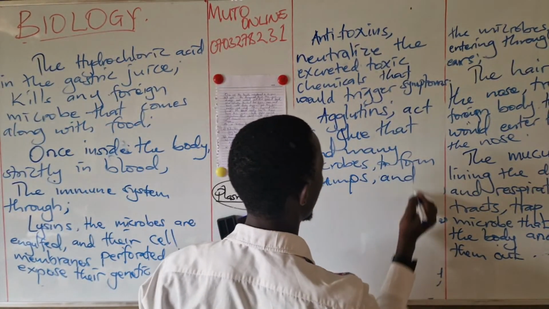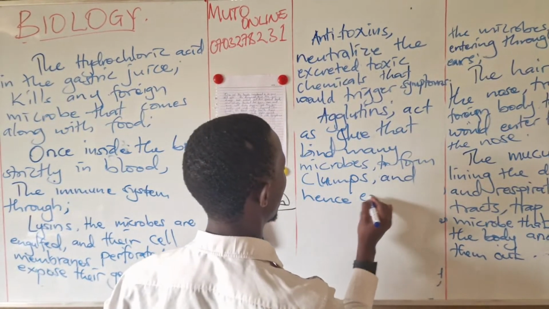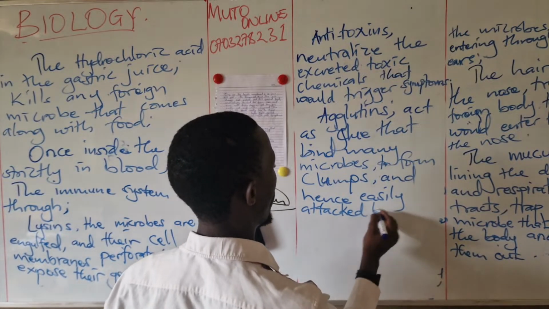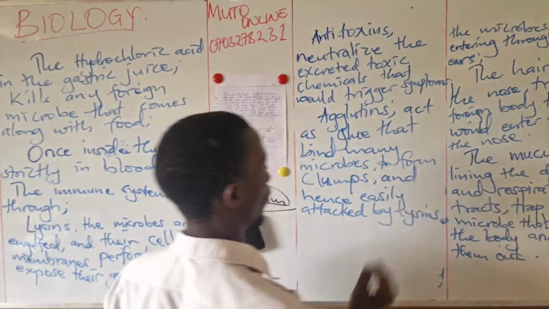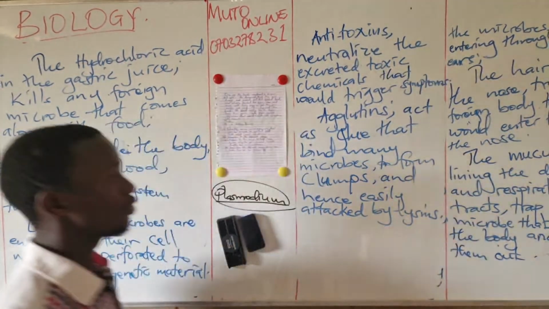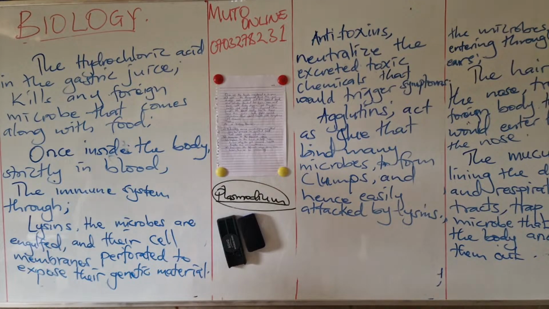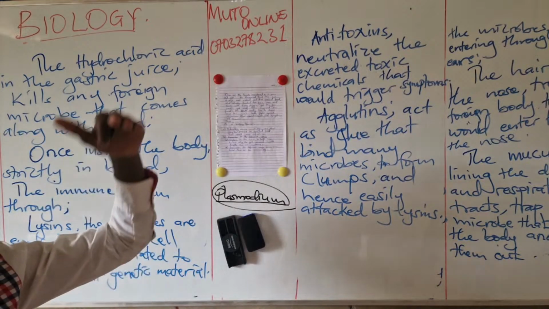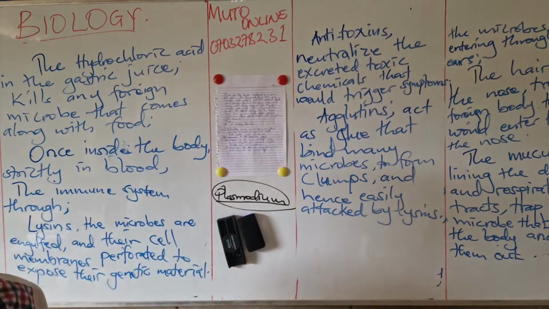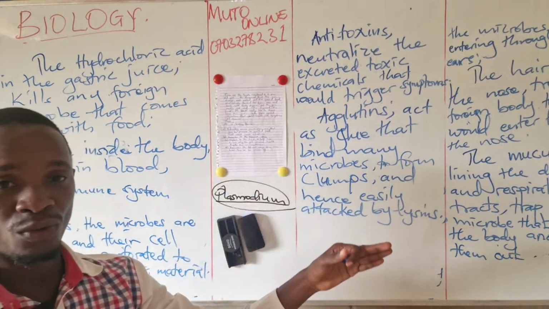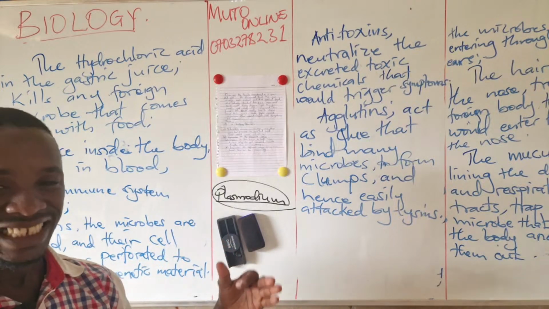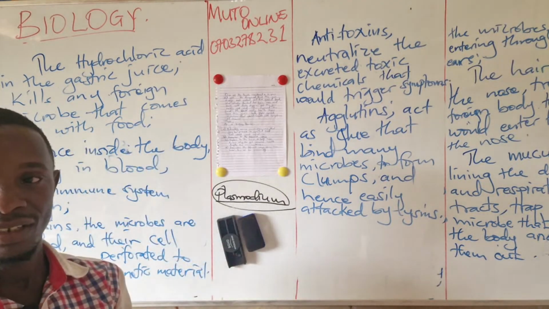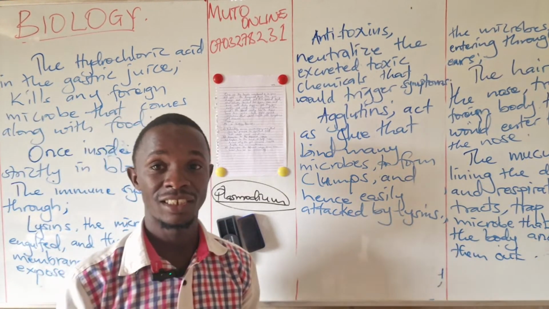And hence they are easily attacked by lysins. So what the agglutinins do is come in and cluster and clump these bacteria or microorganisms scattered in the blood together to form very large clumps, which are easily attacked by the lysins to be destroyed.